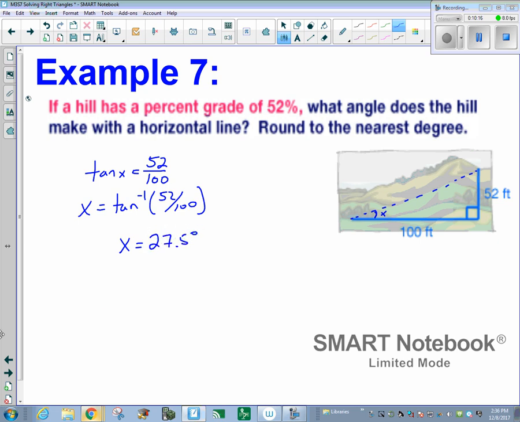All right, and so as we're doing this, you are just going to have to be able to work your way through and find all the missing pieces. And that is solving right triangles.